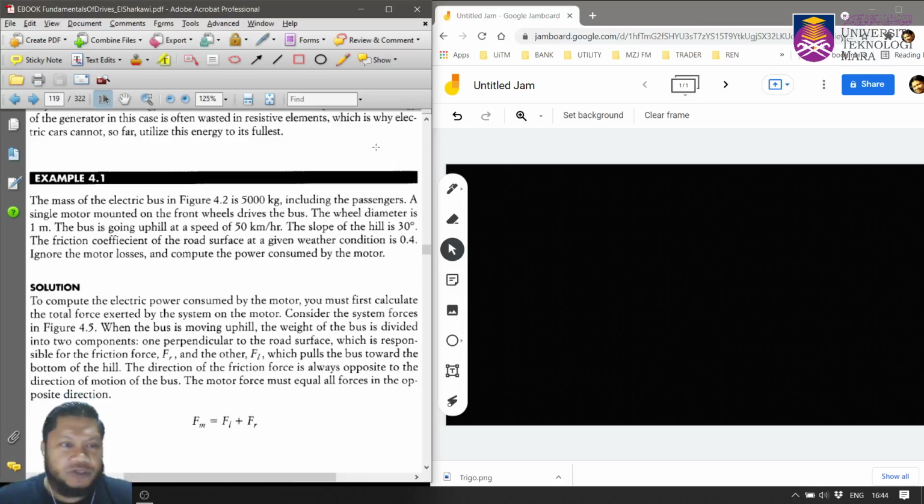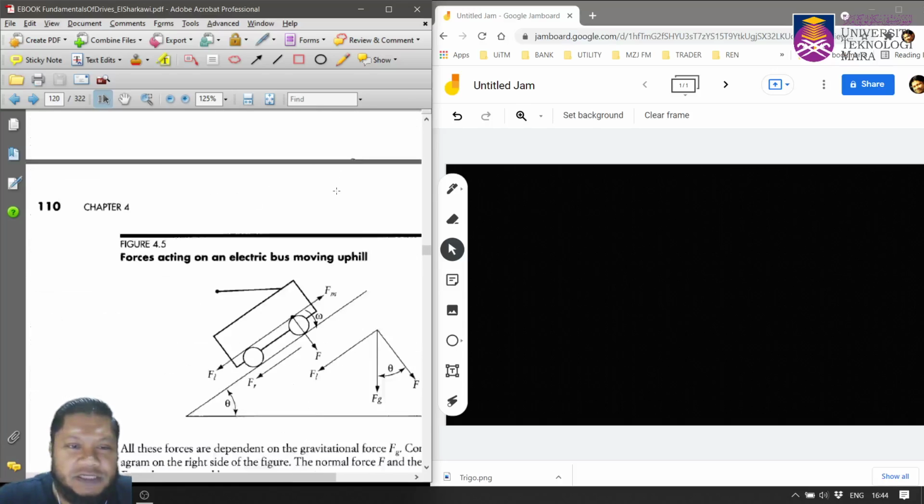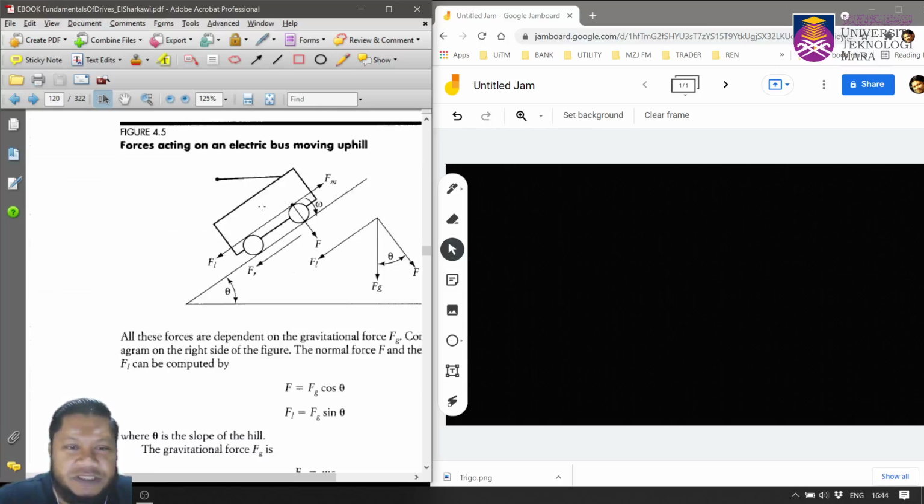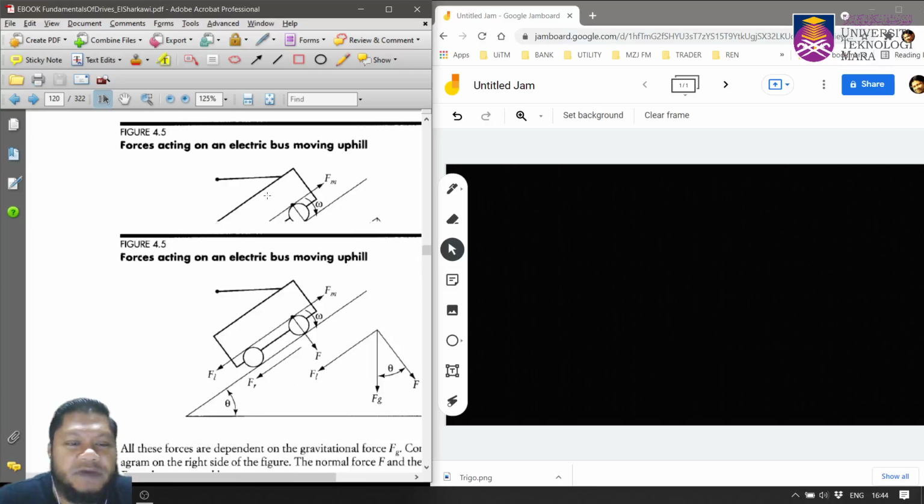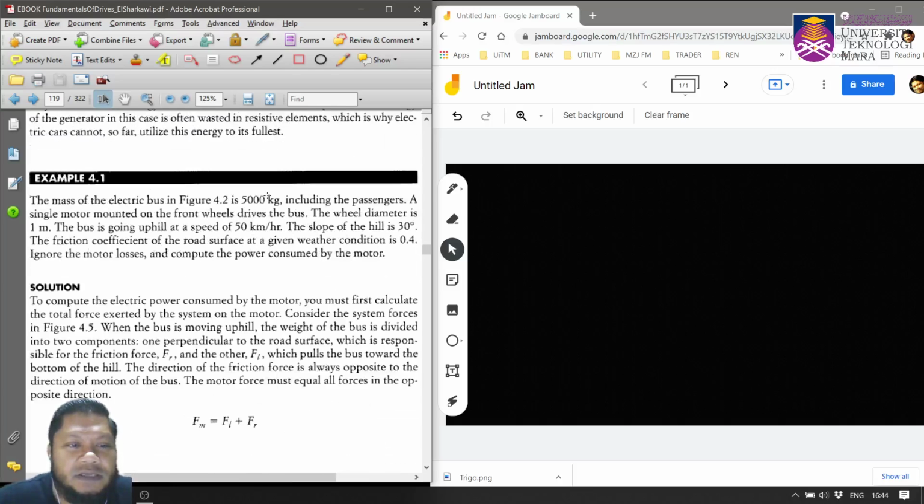Now we start with example 4.1. You can refer to it, but I'm going to explain the solution here. We start with the mass. The question is the mass of the electric bus in figure 4.2. We have a figure on the next page. This is a bus, and the mass of the bus is 5,000 kilograms, including the passengers.